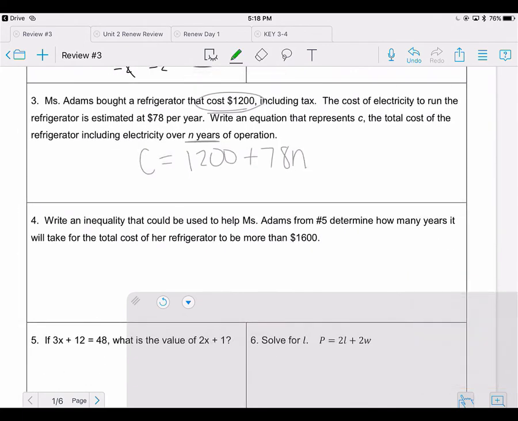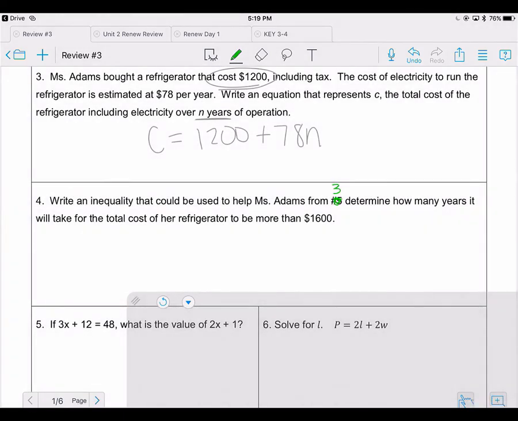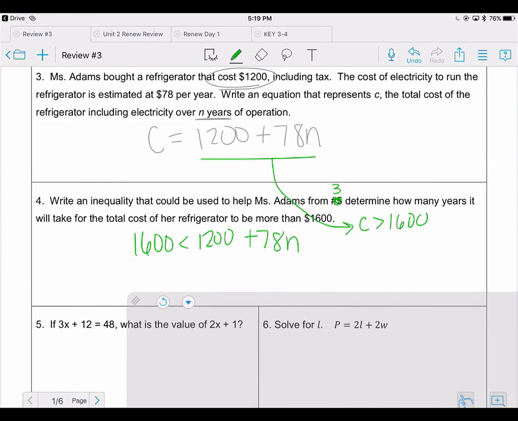Problem 4 asks me to write an inequality from problem 3 to determine how many years it will take for the total cost to be more than $1,600. So where will the cost, so $1,600, where will that be more than $1,600? So we are looking for where the cost is greater than $1,600. This is my cost. So you could say cost is greater than $1,600 and then replace C with $1,200 plus 78n.